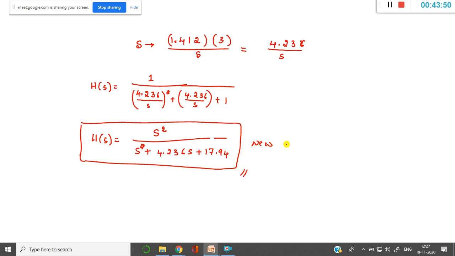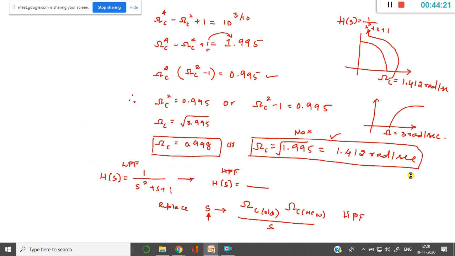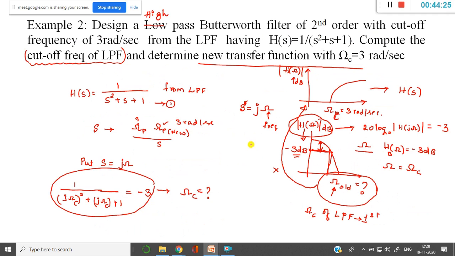Okay, so this is the new transfer function for the high pass filter, which is obtained from what? From the low pass filter. We designed a low pass filter for some cutoff frequency, and the cutoff frequency was not given in your problem statement directly. So what we did, we derived a cutoff frequency. We solved the equation for cutoff frequency. First, we obtained the old value of cutoff frequency. What was the cutoff frequency for the low pass filter? Then only is it possible for me to convert that into a new low pass filter with some cutoff frequency that is given.